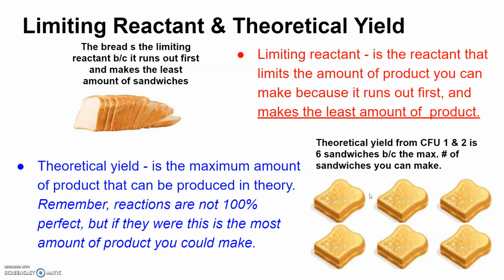The theoretical yield is the maximum amount of product or food that can be produced in theory. So when you're looking at your scenario, it would be the 6 sandwiches, the maximum amount you can make from the 12 slices of bread and 7 slices of cheese. Now, the reason why we say theoretical yield is because reactions are not 100% perfect. But if they were, this is the most amount of product you can make in theory. So that's why it's called theoretical yield.